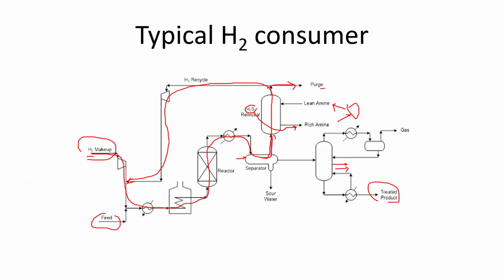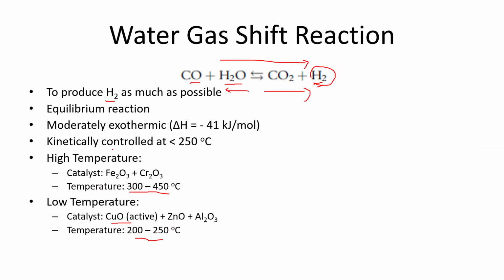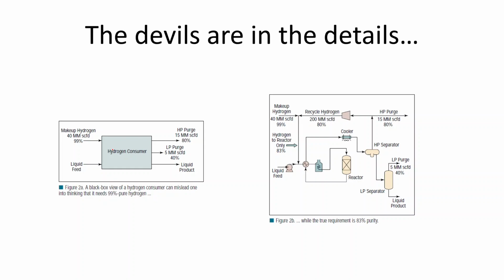Because as you saw, typically we have this kind of hydrogen line, the makeup line. This one makeup line is 38 something at 92%. But is this really what is required? If we zoom in, we have the hydrogen consumer, in that case the hydrocracking. It has a liquid feed, and then we have the makeup hydrogen, in this case 40 million scf at 99% hydrogen. It could be coming from the hydrogen plant.